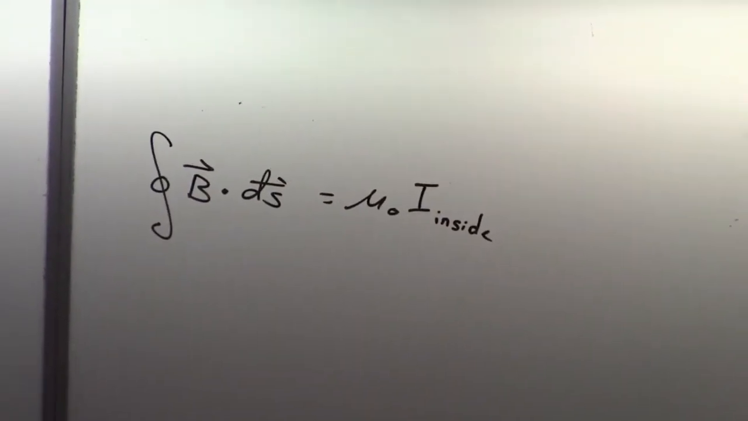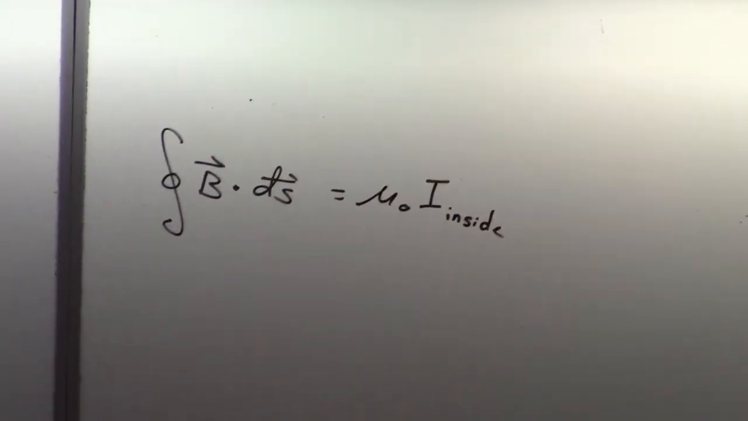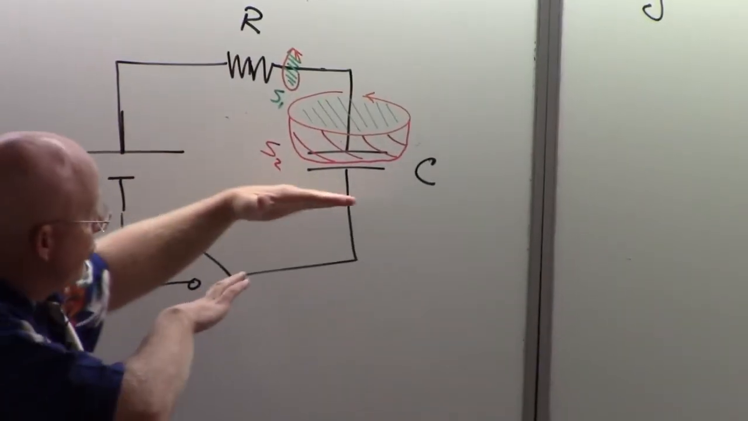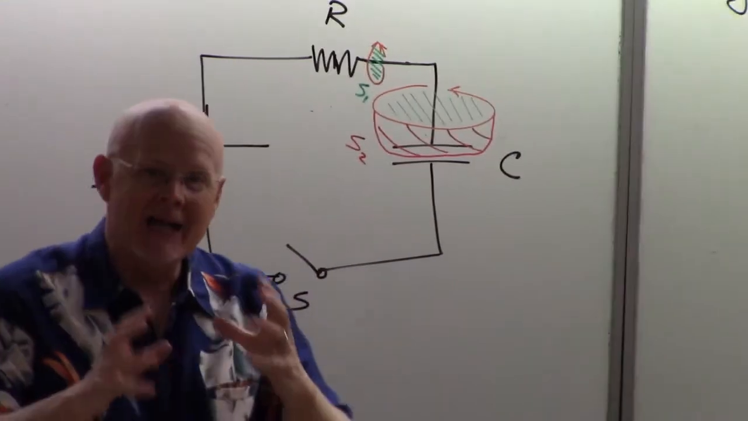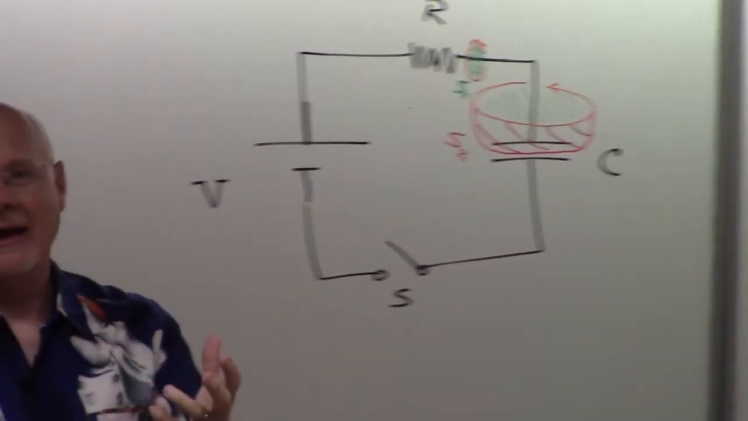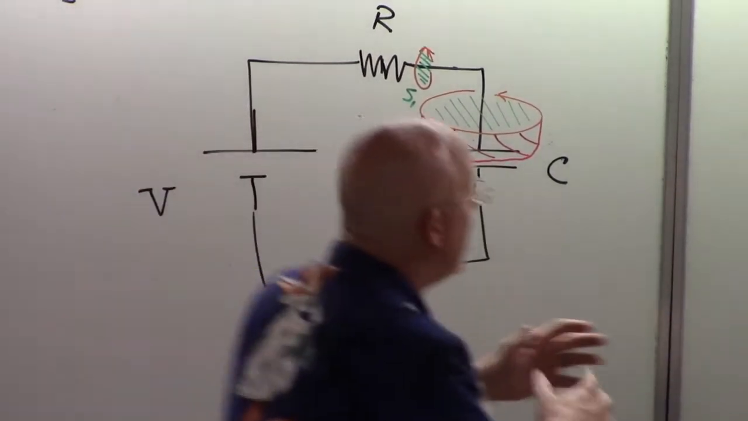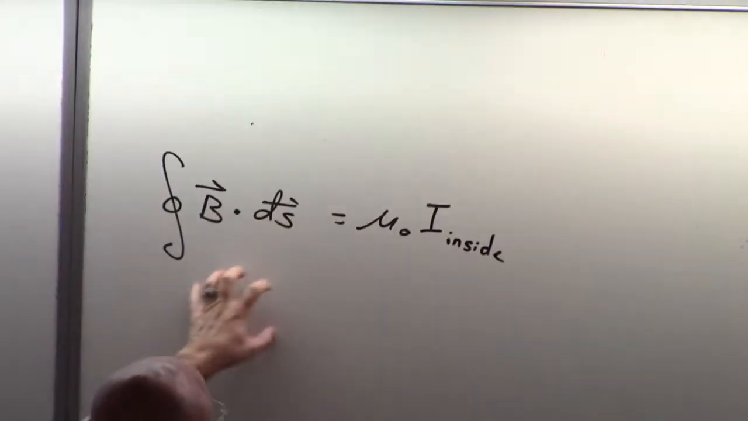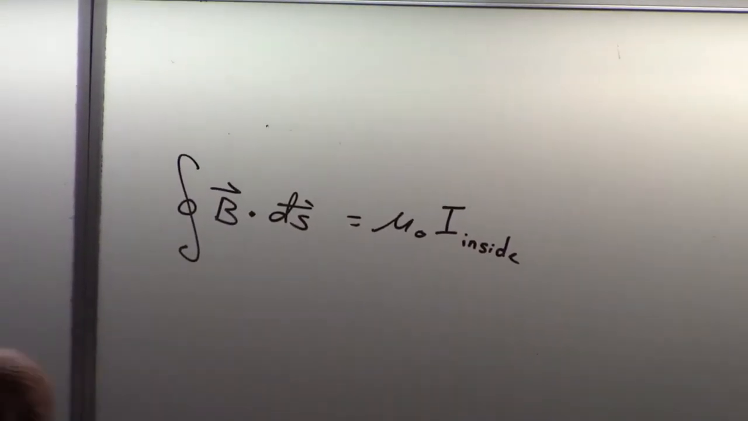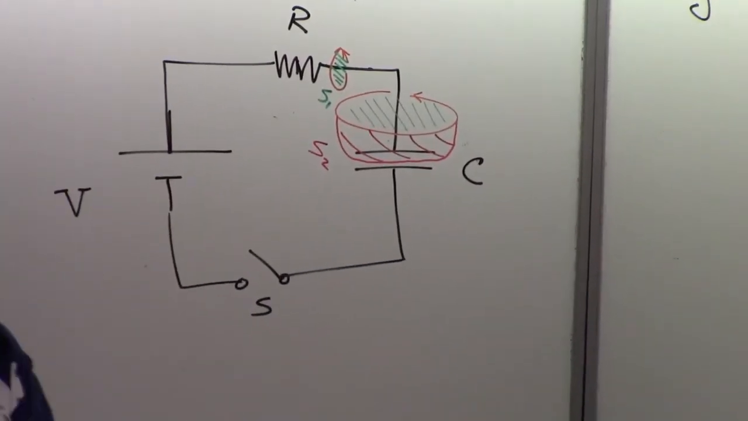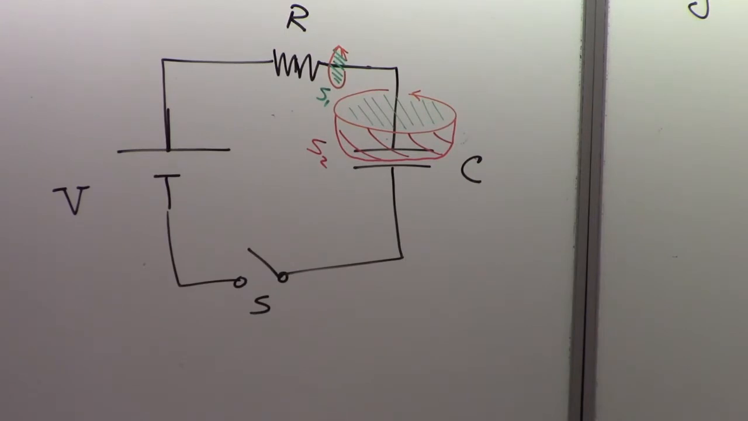But the second surface, this red surface, as it bows through the capacitor, does not have a current through it. And according to Ampere's law, without any current, there'd be no magnetic field. Yet those two surfaces are still enclosed by the same loop. One is in a plane and one is more in a cone shape. But it really bothered Maxwell.